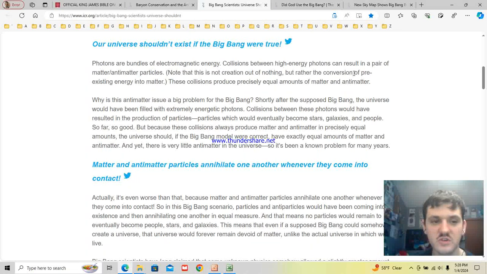Know that this is not a creation out of nothing, but rather a conversion of a pre-existing energy into matter. These collisions produce precisely equal amounts of matter and antimatter. Why is this antimatter issue a big problem for the Big Bang?